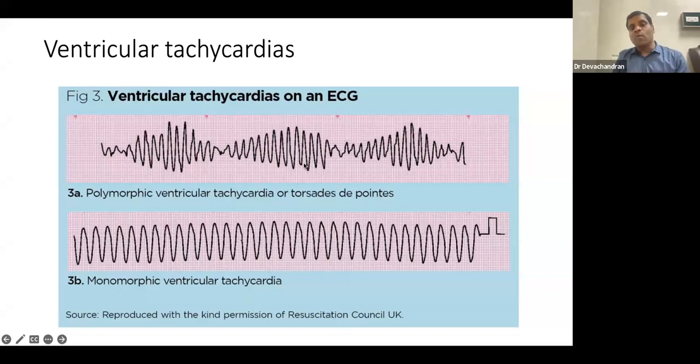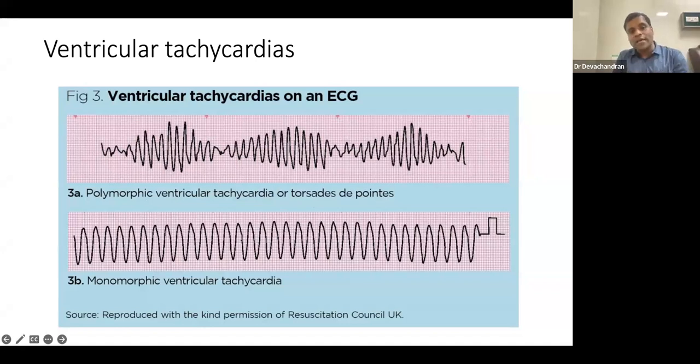Here, once again, you see broad QRS complexes. It is tachycardia, about 300 or even more than 300 if you look at the two R's. But what you do see is the waves have different morphology. This is different from this one, this is different from this one. So this is called polymorphic ventricular tachycardia. What you also see is that this looks like twisting points, so it's also called Torsades de Pointes or polymorphic ventricular tachycardia. It's ventricular tachycardia because it's broad and it's tachycardia, and there are several morphologies.